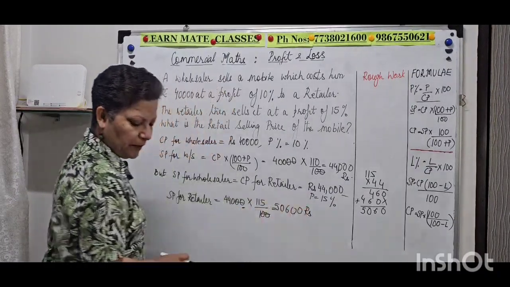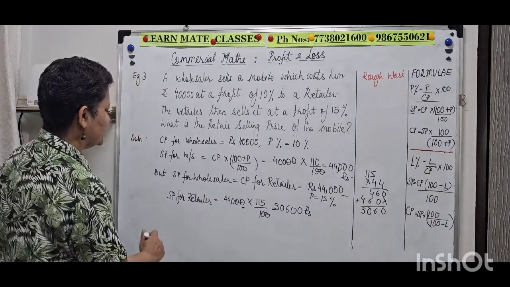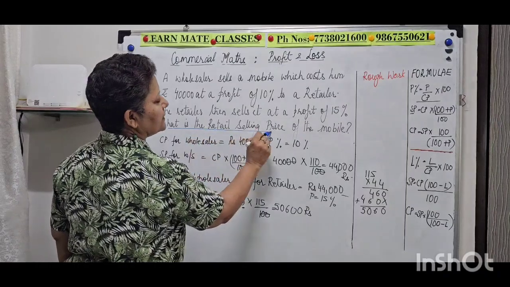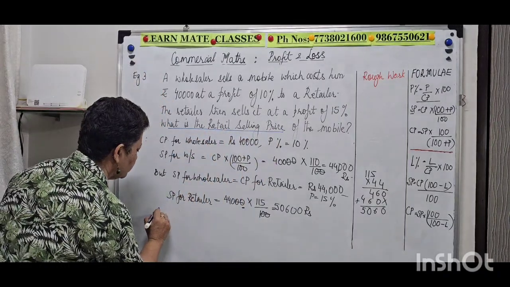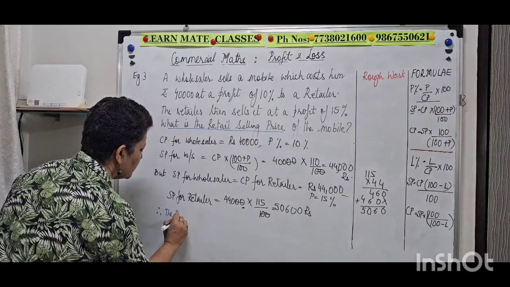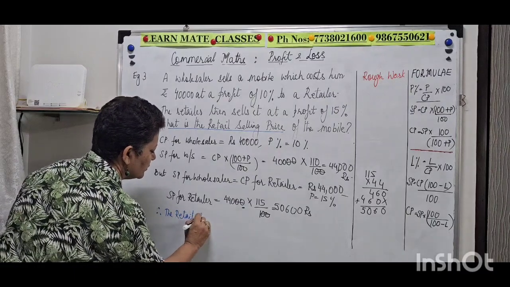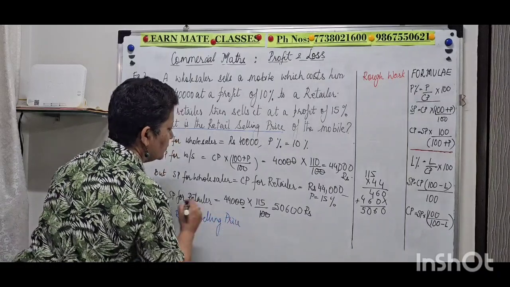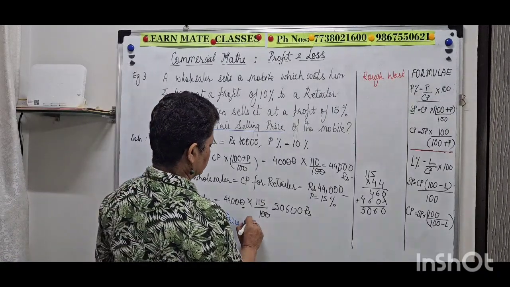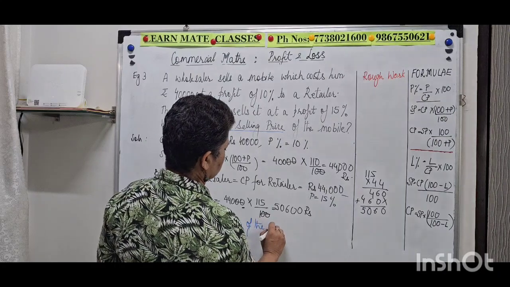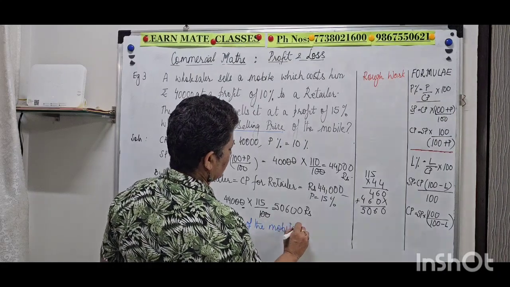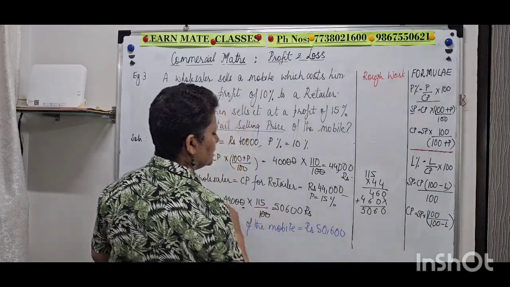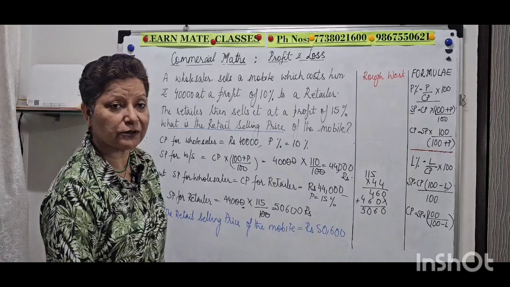So I've got the same answer, and I write down the answer statement as what was my question? My question was, what is the retail selling price? So therefore, the retail selling price of the mobile is rupees 50,600. Is that okay? So there are two ways of doing this.